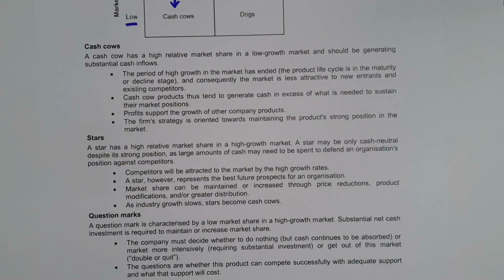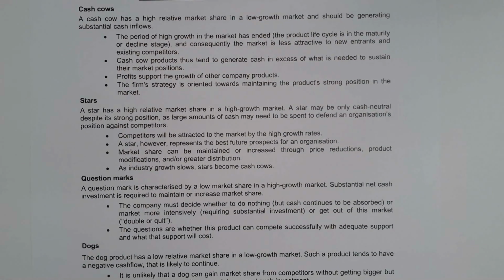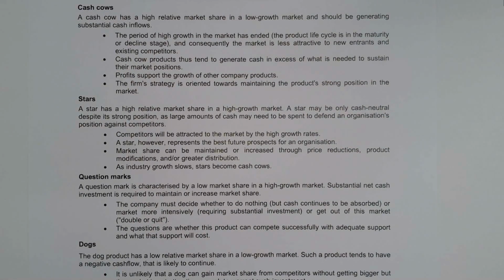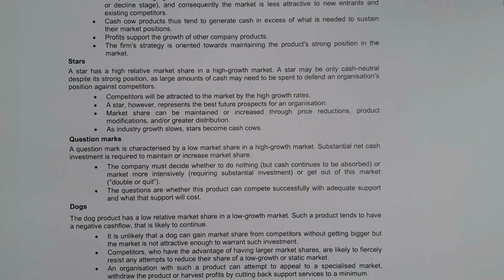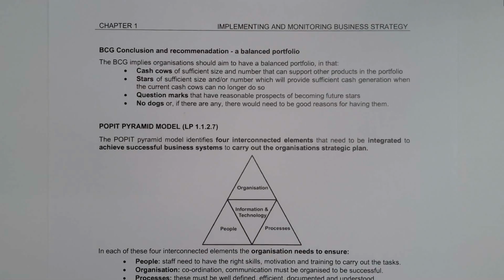I put some notes together here on each of these quadrants. Cash cows, stars, question marks and dogs. The dog is a product in a low market share, low growth. These tend to have negative cash flow and likely to continue. So where we have these types of products, businesses or divisions, we shouldn't be having them.